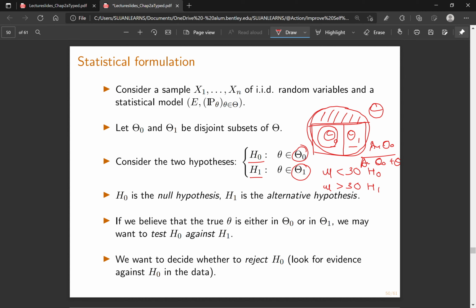We also said that we start with H naught as true, and we look at data to prove that H naught is not true. If we cannot find evidence that H naught is not true, then it doesn't mean that H naught is true.